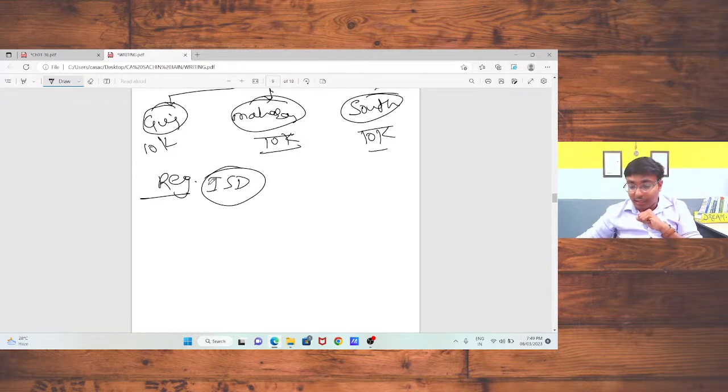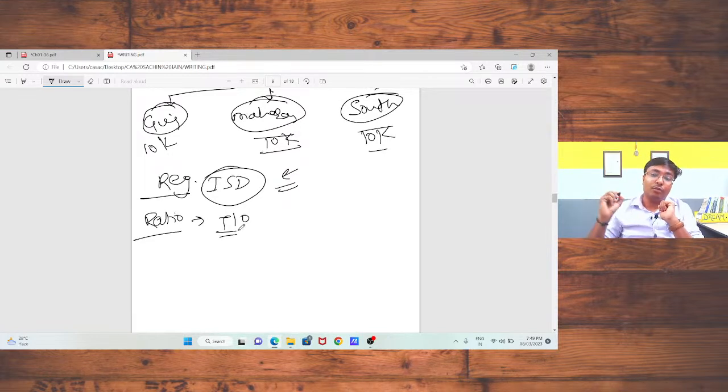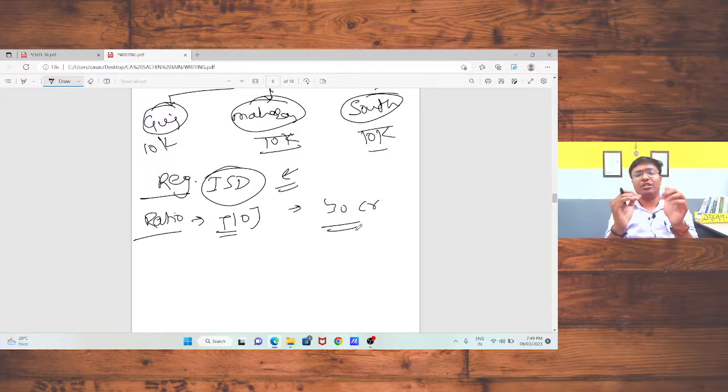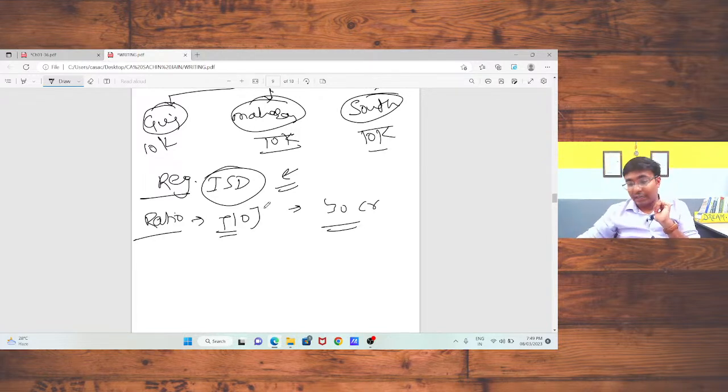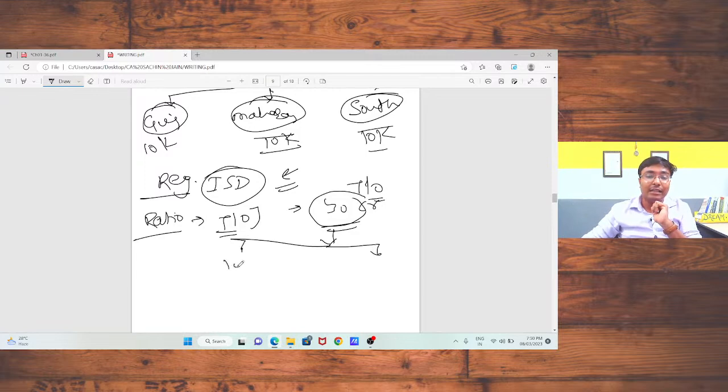Okay, now sir, you said we have to transfer from head office to the branches, then sir, what will be the ratio? So the ratio will be based on your turnover. Suppose the total turnover of my branches is 30 cr. Just for easy calculation, I am taking this example. The total turnover is 30 cr, and per branch turnover is 10 cr, 10 cr, 10 cr.